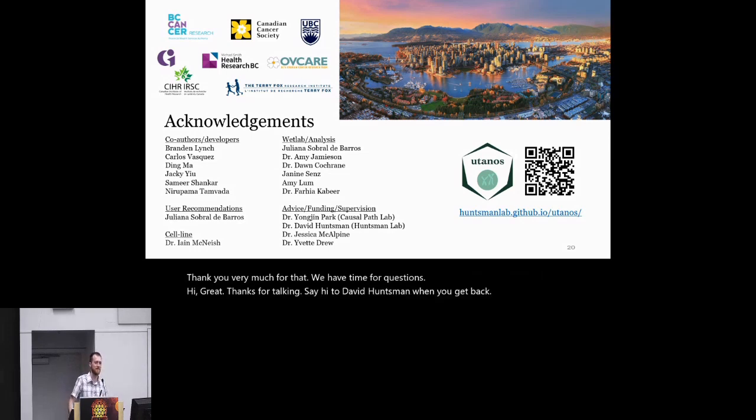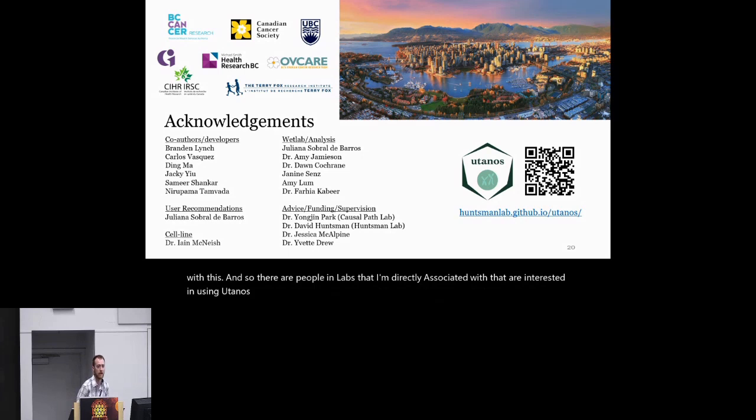The behavior of different cancer types with respect to their genomic abnormalities will vary. So this will work for where copy number is involved and so forth. Are there any cancer types which would also fit for that would generate circulating DNA? Yeah, so ctDNA and cfDNA are definitely of interest here. Those profiles fit quite nicely in with this. So there are people in labs that I'm directly associated with that are interested in using Utanos for cell-free DNA. That work is going on now.